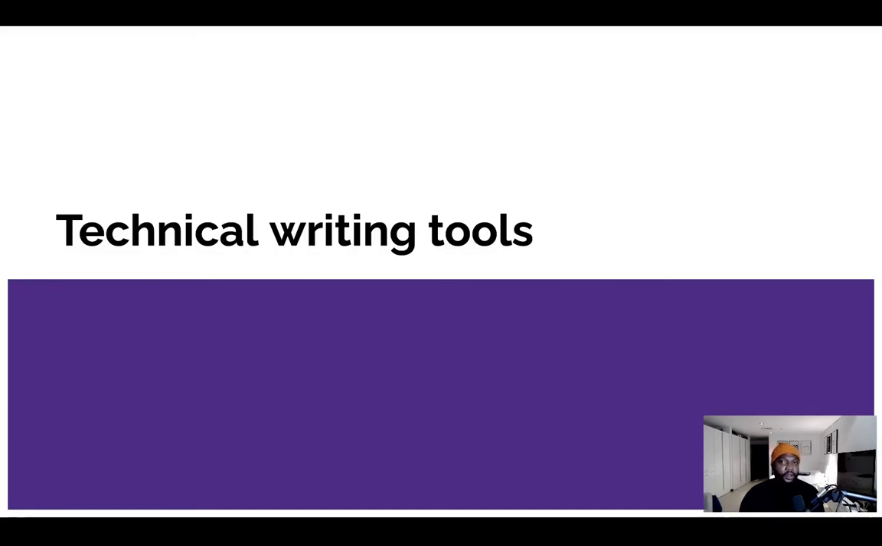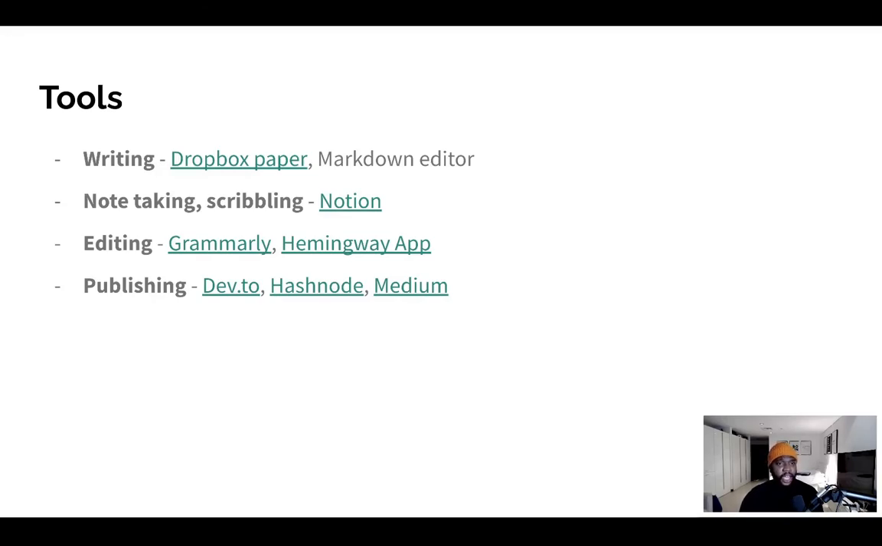Next, I will go on to technical writing tools. These are simply tools I use every day to create content. For writing, I use Dropbox Paper. I use Dropbox Paper because it's easy for me to write freehand. It features a rich text editor, and I can also write Markdown and it just simply converts it. If I can't find Dropbox Paper, I use VS Code and just write plain Markdown.